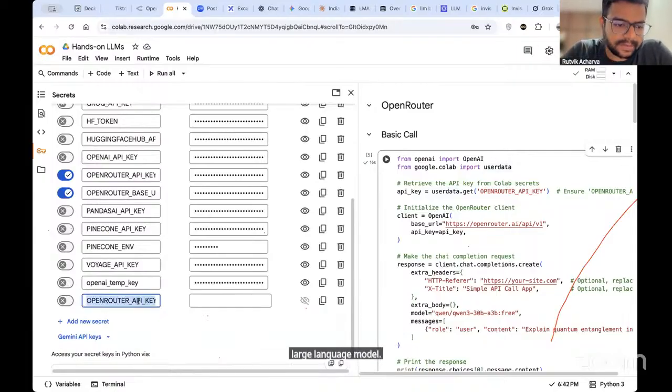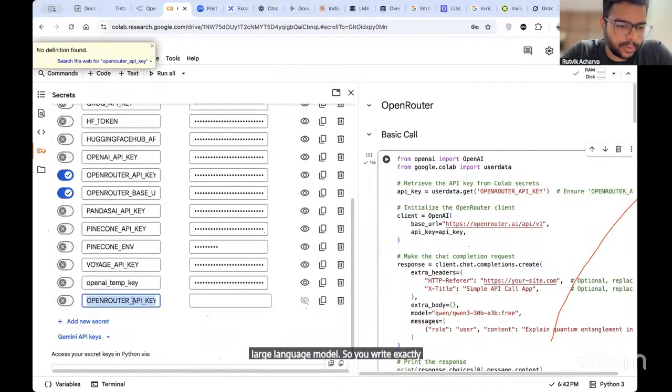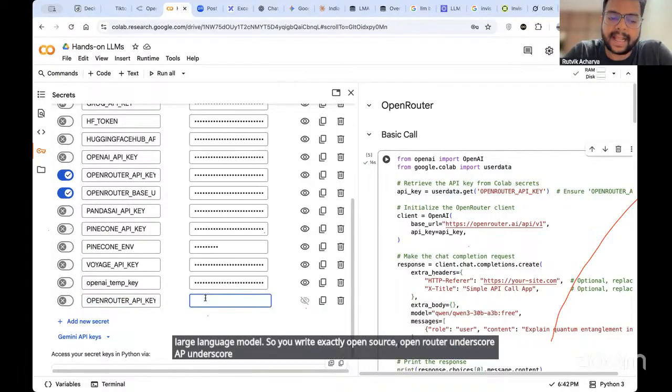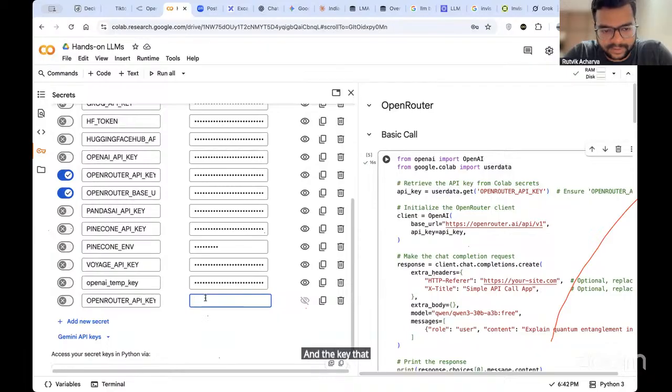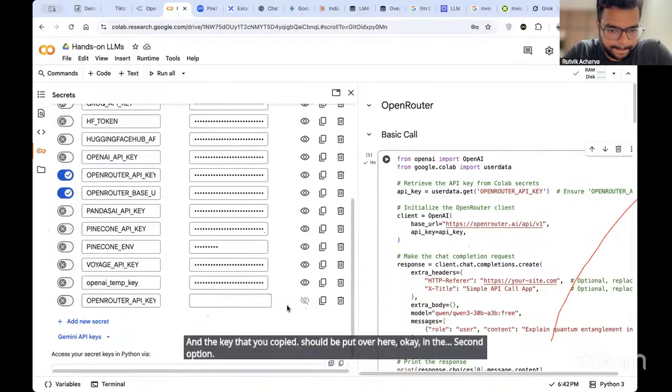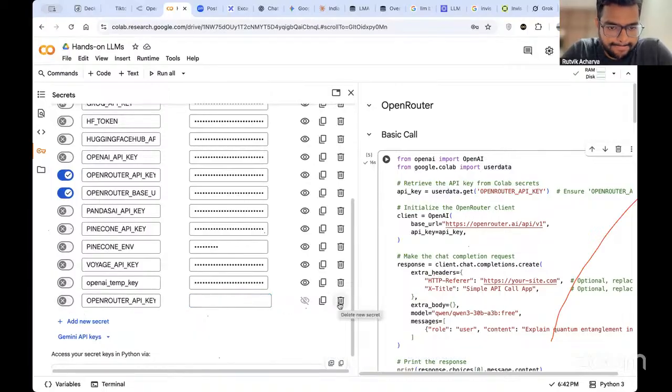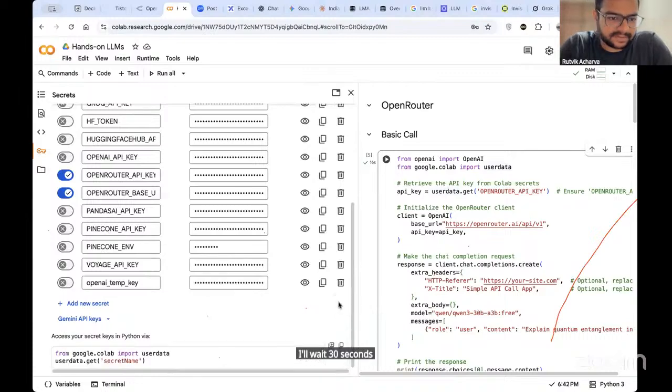So you write exactly open router underscore API underscore key, and the key that you copied should be put over here. Okay, in the second option. I'll wait 30 seconds. If there are questions, please ask. If not, I'll show how it works.